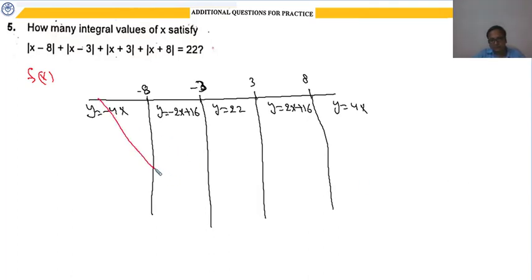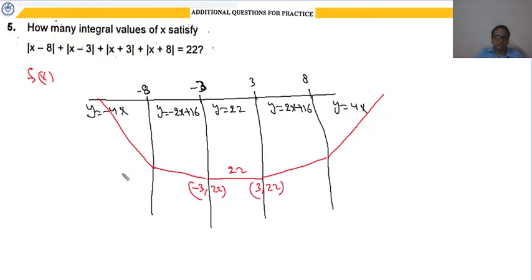It will come like this. Here it becomes horizontal. Then it ascends forward, then it moves. We know the value changes at the endpoints. This is 22, that is the minimum value. It's minus 3, 22. It's 3, 22. This is minus 8, 32. This is 8, 32.